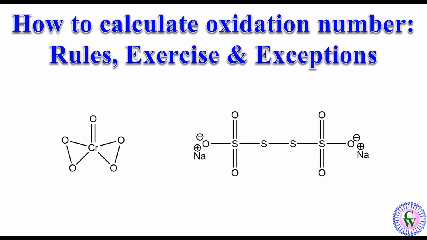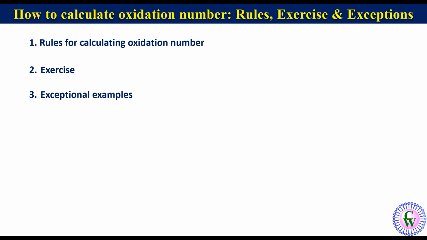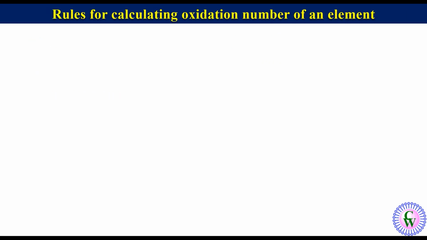In this video we are going to learn how to find the oxidation number of an element in pure and combined states. The lecture has been divided into three parts. In the first part we will learn certain rules for calculating oxidation number. In the second part we will do some exercises, and in the last part we will discuss some exceptional examples. Let's start with the rules for calculating oxidation number.